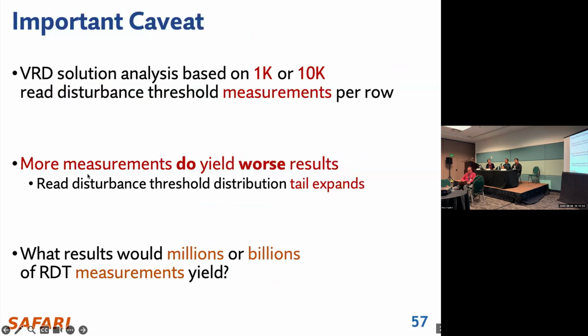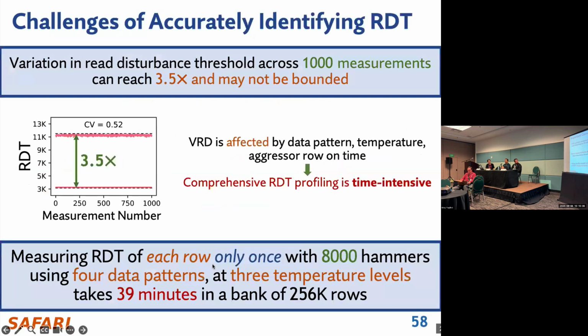We know this very well now. So read disturbance threshold distribution tail expands. So as you keep testing, you get lower numbers. So what would millions or billions of RDT measurements yield? We don't know, but probably it'll get worse and worse.